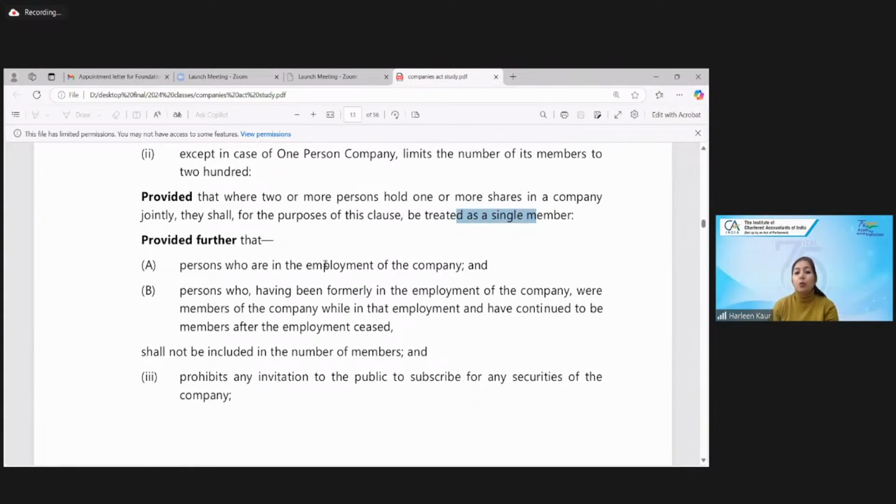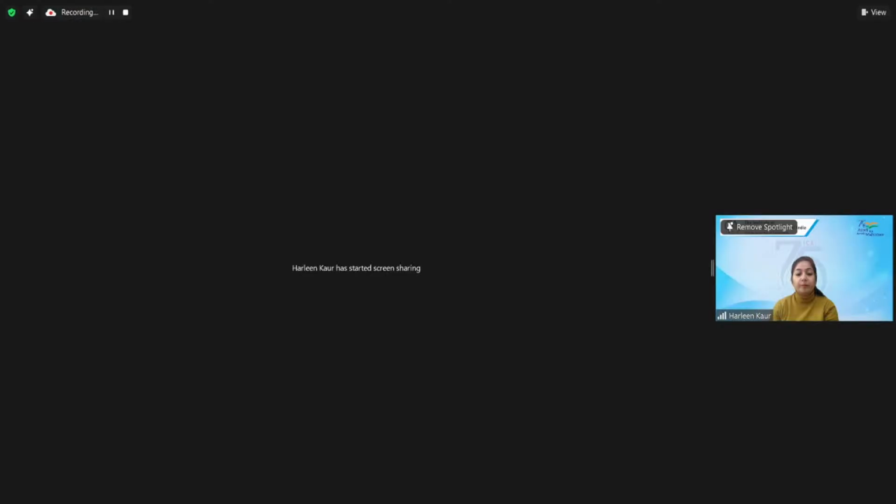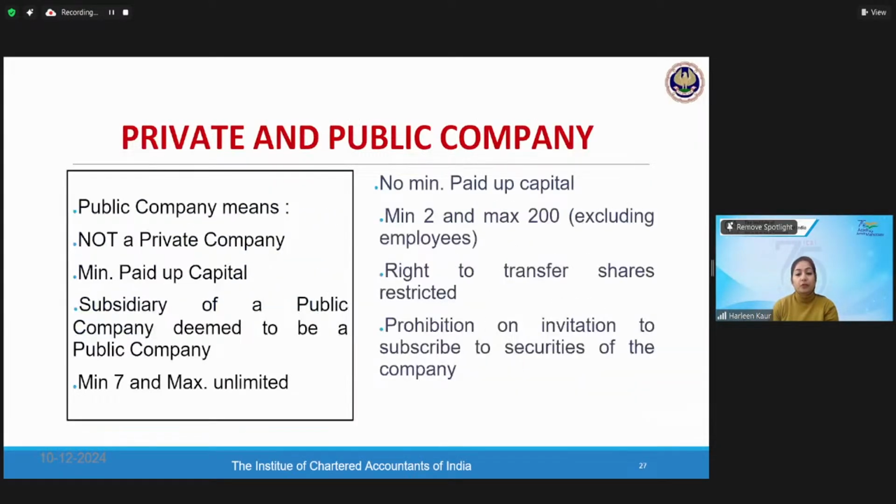Further, it says people who are in the employment of the company. Let me just open my presentation for all of you. So this is your OPC. We have already done private company, public company. So minimum 2, maximum 200, excluding the present as well as the past employees. So if you were an employee of the company earlier, or even presently, sometimes you're a shareholder also and an employee of the company, you will not be counted in the limit of 200 members.